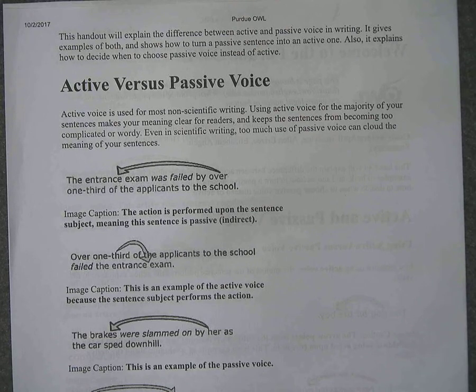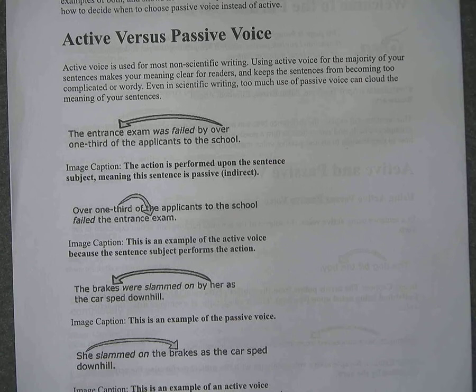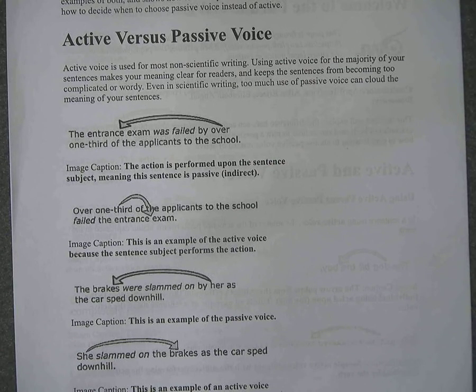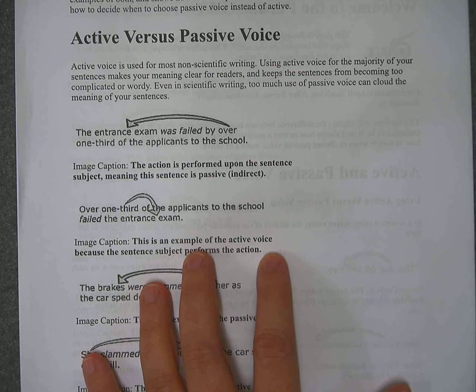Active versus passive voice. Active voice is used for most non-scientific writing. Using active voice for the majority of your sentences makes your meaning clearer for the readers because it prevents you from making your sentence too wordy, too long. Passive voice tends to be, the sentences are longer. So when we look at this first example, the entrance exam was failed by over 1/3 of the applicants to the school.